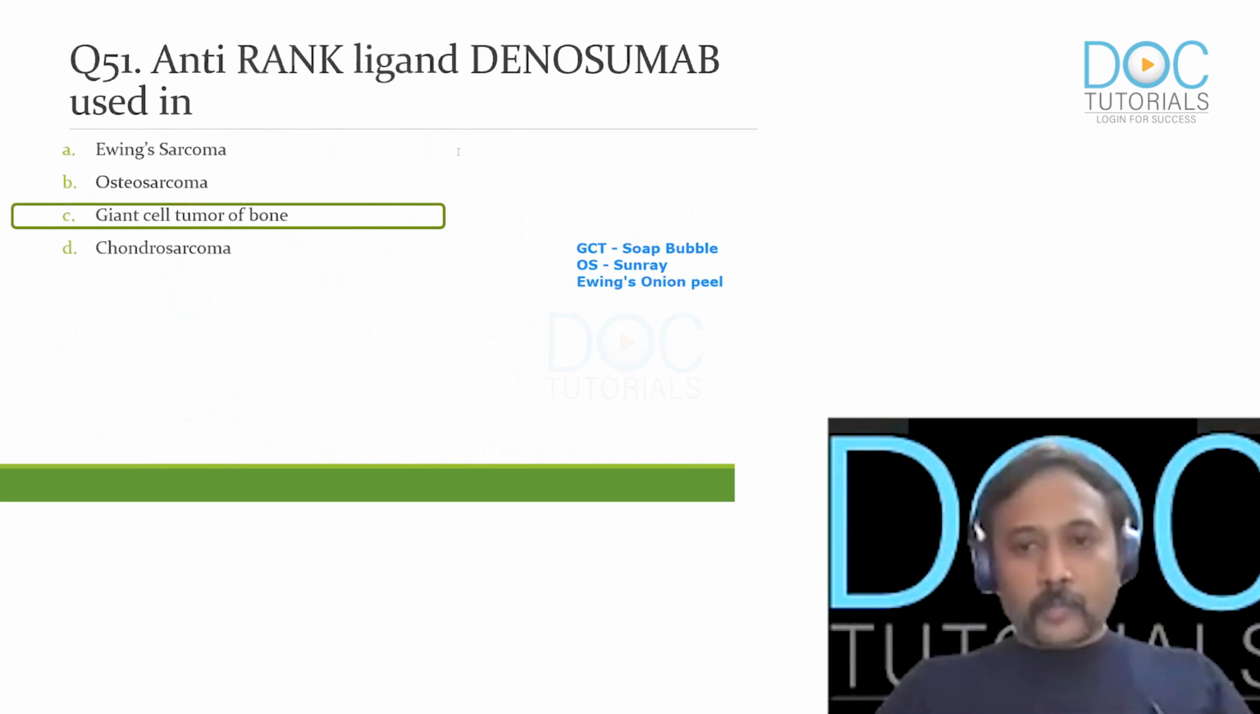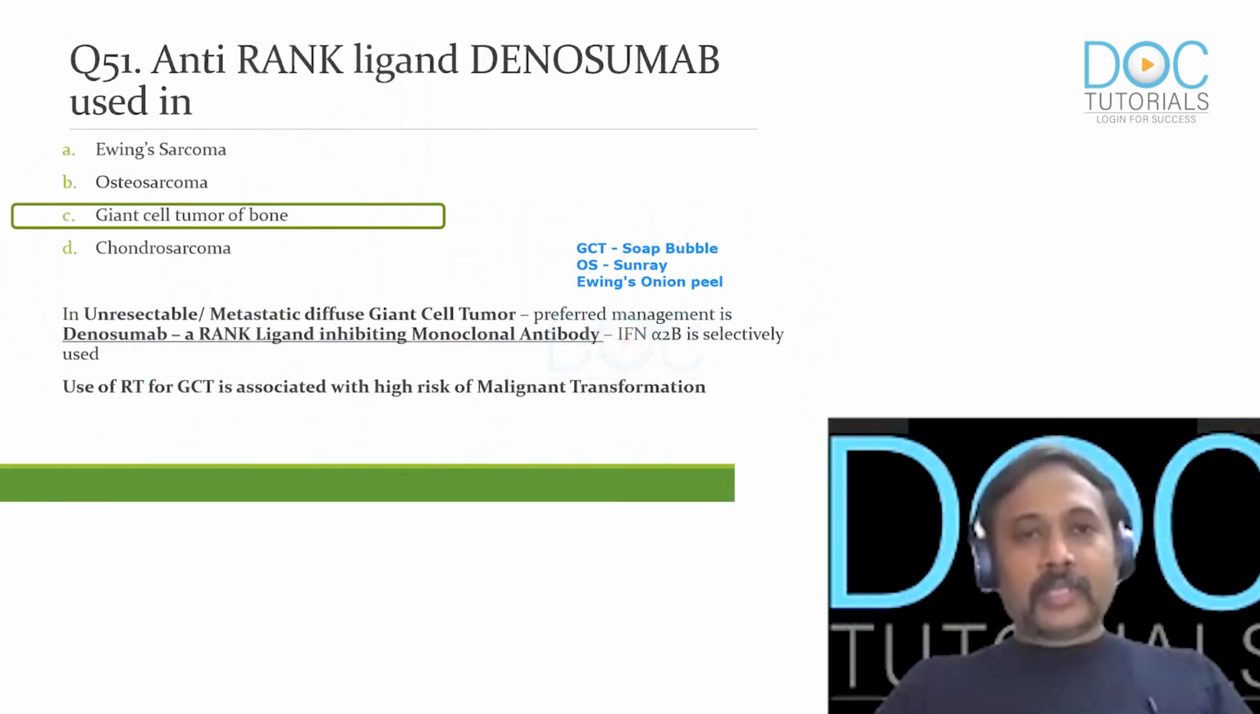I will probably put it up. I don't have the picture here with me. So these are the things that you need to remember as far as the various subtypes of bony tumors are concerned. As far as the management is concerned, your anti-RANK ligand DENOSUMAB is going to be something which is going to be used in your giant cell tumor of the bone.